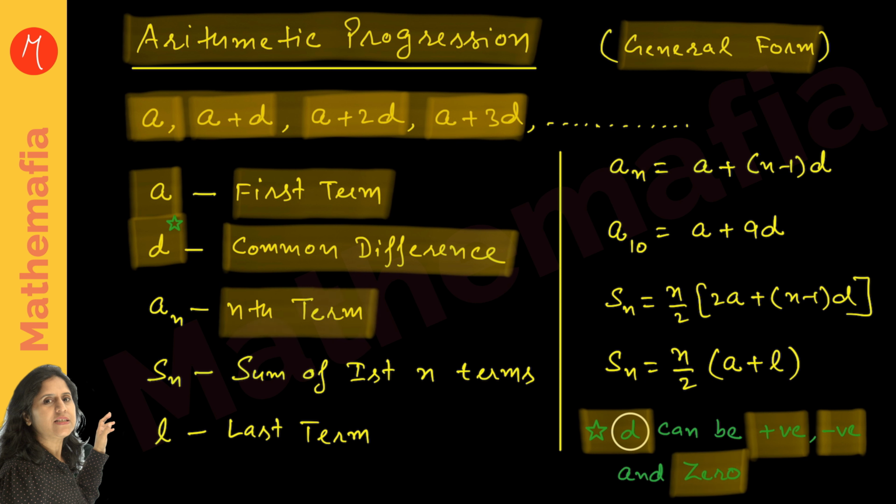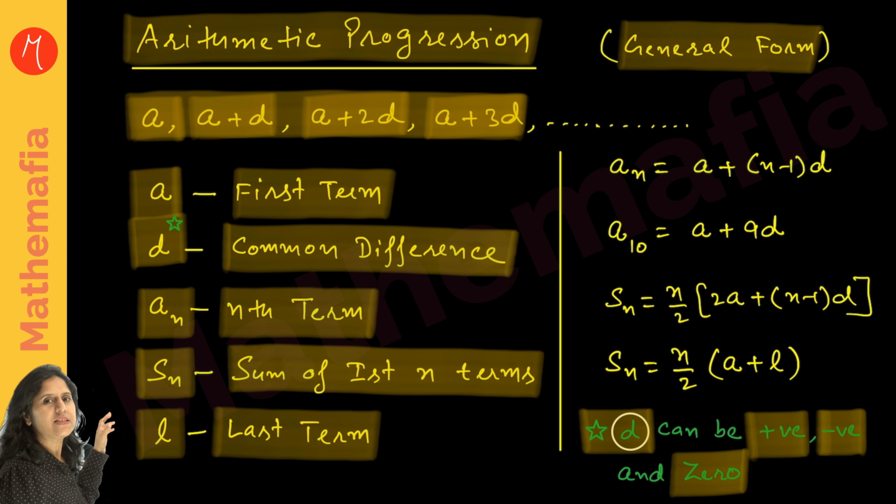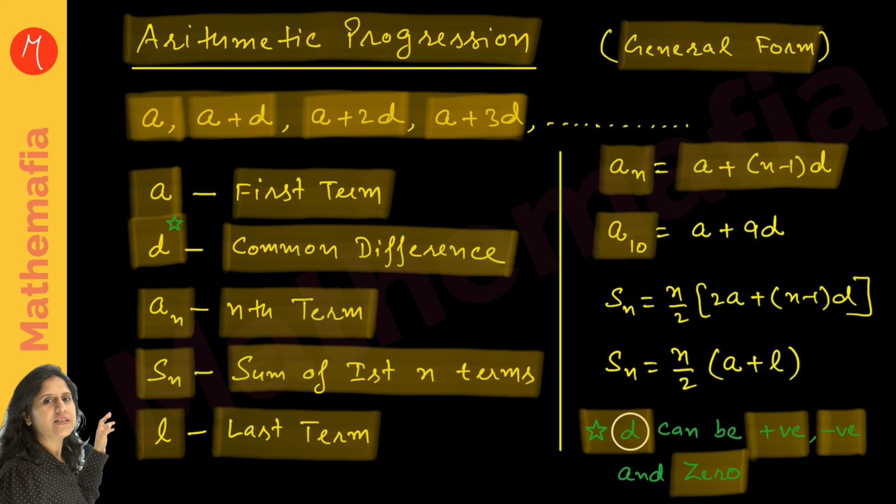The nth term of an AP series is represented by an and the sum of the first n terms is represented by Sn. And if the last term of the series is already given, it is denoted by L. If we talk about the nth term of the series, then the formula to find it is a plus n minus 1 multiplied by d. For example, if we have to find the 10th term, it would be a plus 9d.